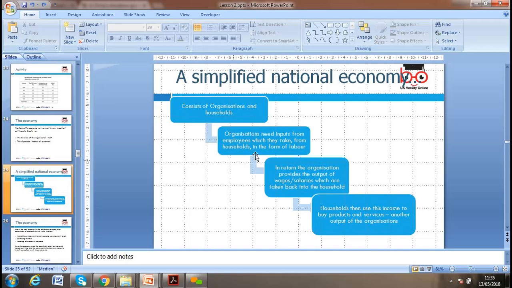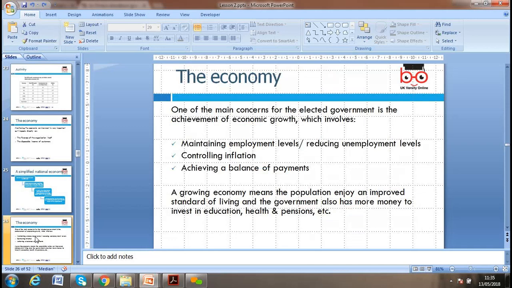a simplified national economy consisting of the organization and households. The organization needs inputs from employees, and in return the organization provides wages as output, and the household then uses the income to buy the products. That is the economic cycle. So disposable income, propensity to save, propensity to consume, it means the change in the income.